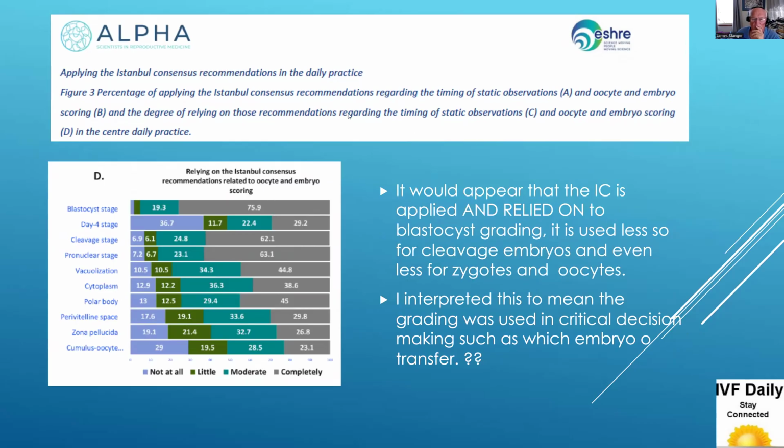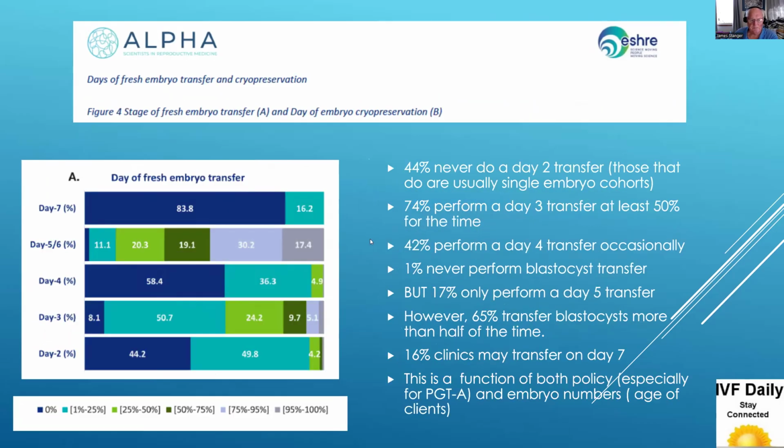So the previous one was on timing, and this one was on the grading system, and it's basically the same. Basically, 80% rely on the grading that staff members put on embryos for making decisions. There's 60% for cleavage and pronuclear, and like everything else, the consensus descriptors for the oocyte and early zygote are of far less interest, and many clinics just don't document that information, including the description of the oocyte cumulus complex.